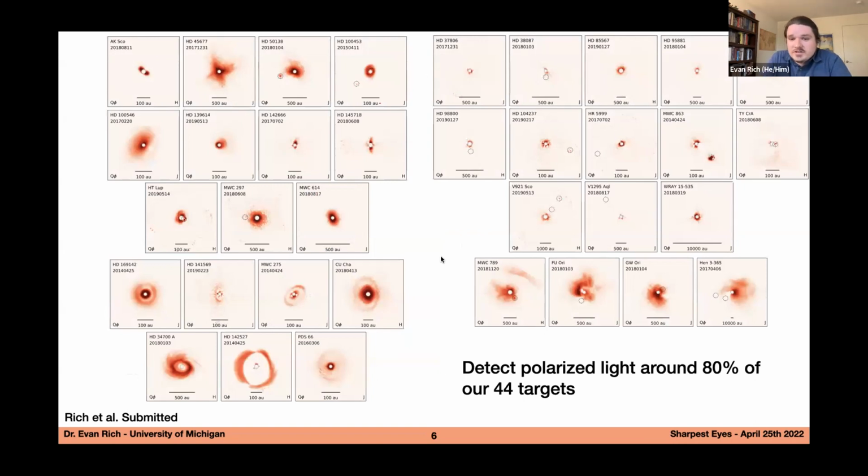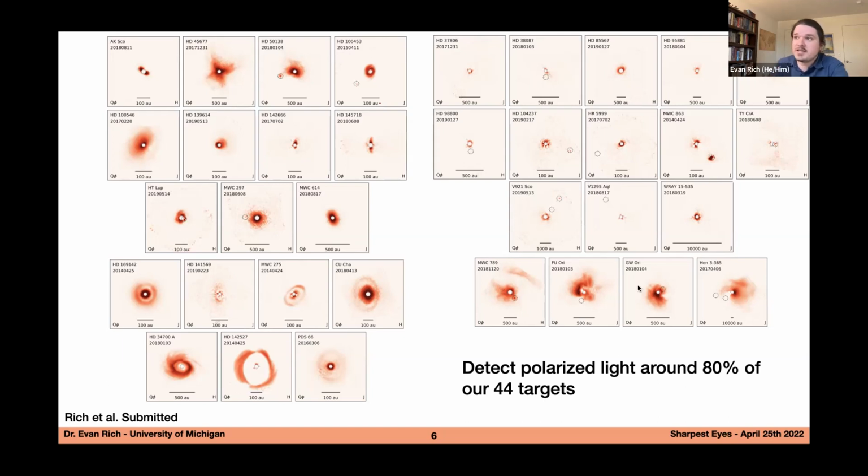But moving next to our polarized light, we've detected around 44 of our targets. We found that for 80% of our targets, we detect some form of polarized light. We see a wide range of structures within our disks. We see a lot of continuous or fairly non-structured disks. Over here, we see our typical rings that we expect to see. We have what we are going to end up calling irregulars due to their structure.